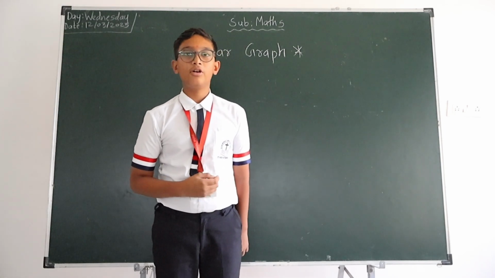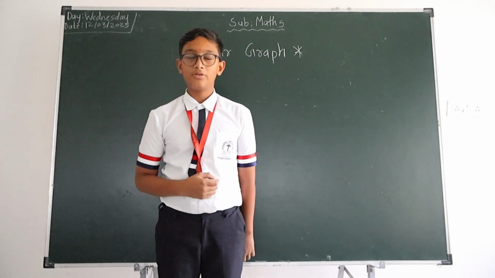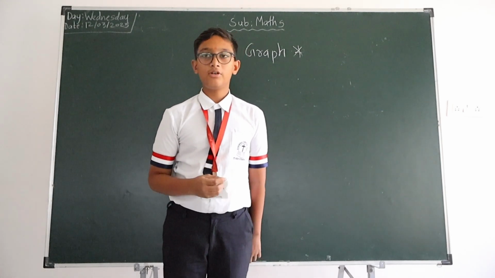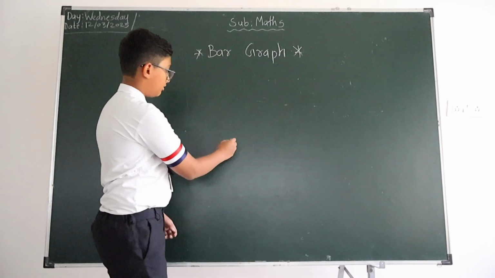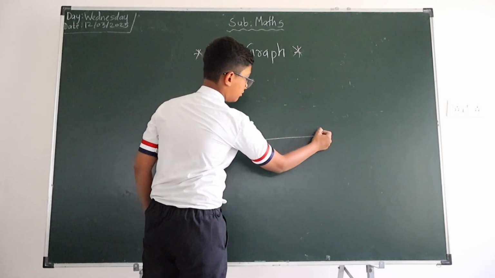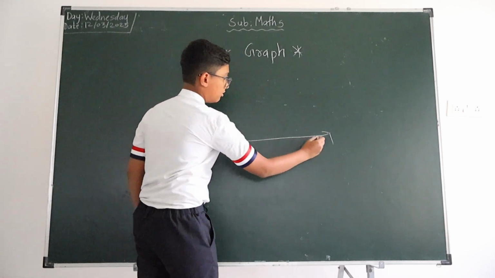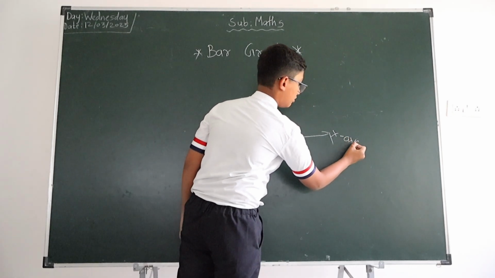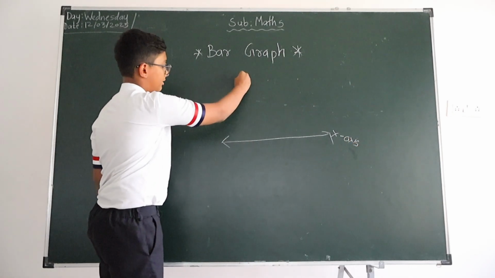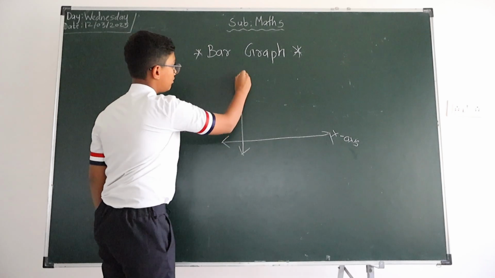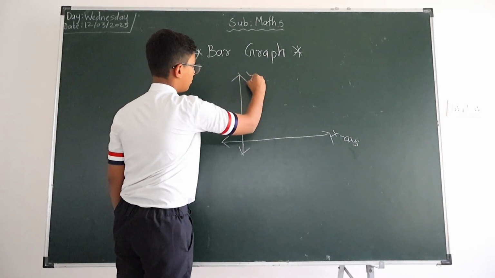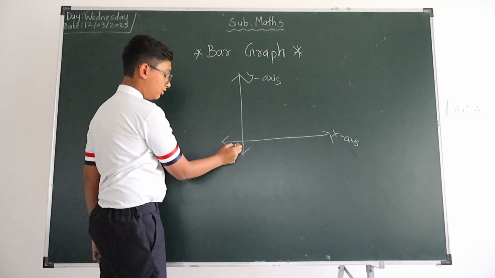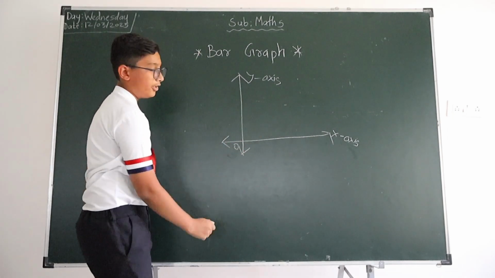Now we will see how to draw a bar graph. First we have to draw two perpendicular lines. One is the horizontal line, also called the x-axis, and second is the y-axis. And the intersecting point is called the origin point.